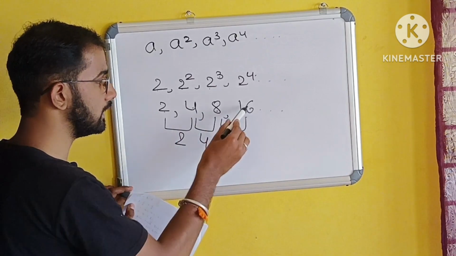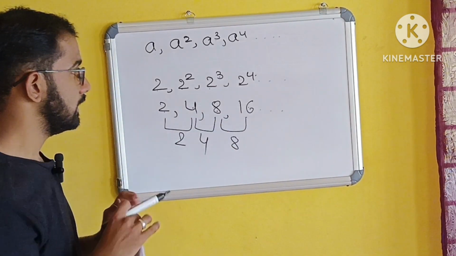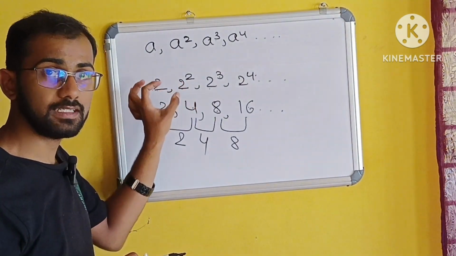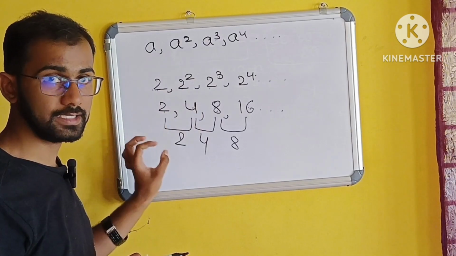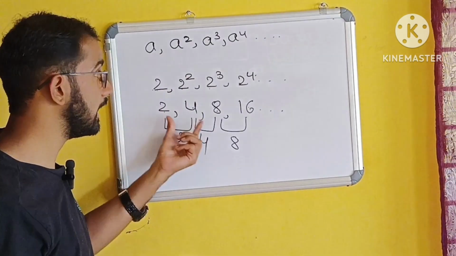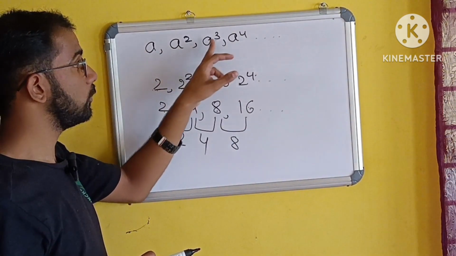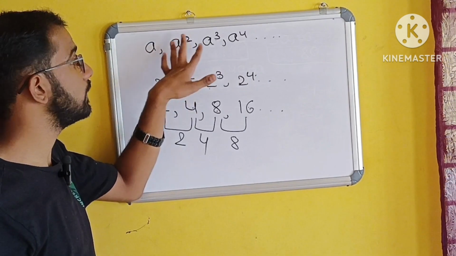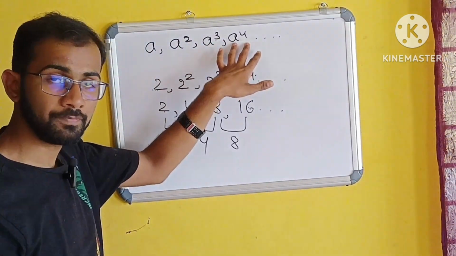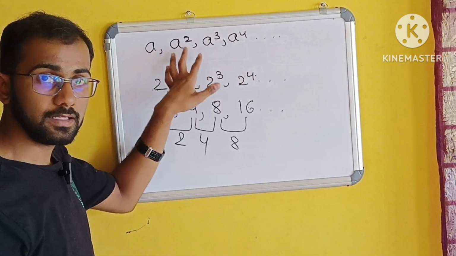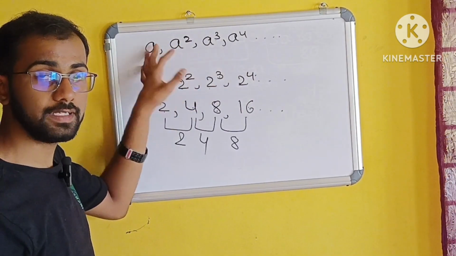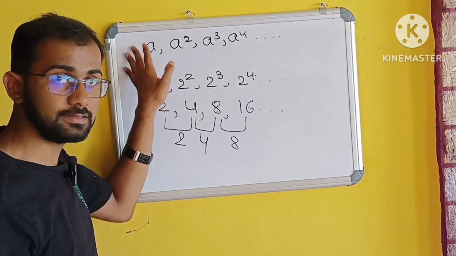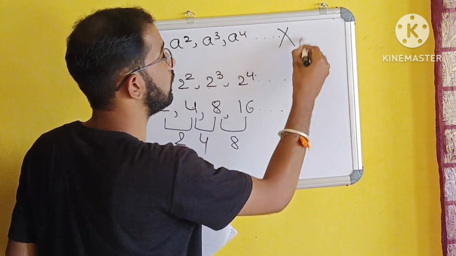So if in a given sequence the terms are raised to some power, then that is not an arithmetic progression, like a square, a cube, a power 4. These are terms which are raised to some powers like square, cube, and power of 4. Since these differences are not the same, not fixed, this type of example is not an arithmetic progression. Let's move on to the next example.